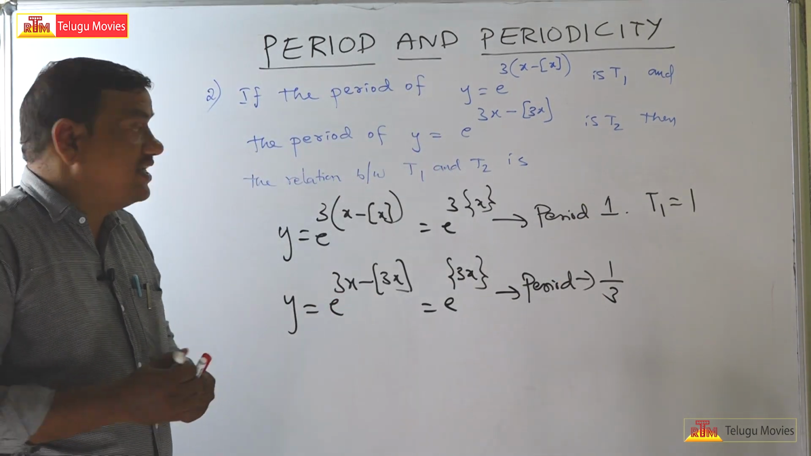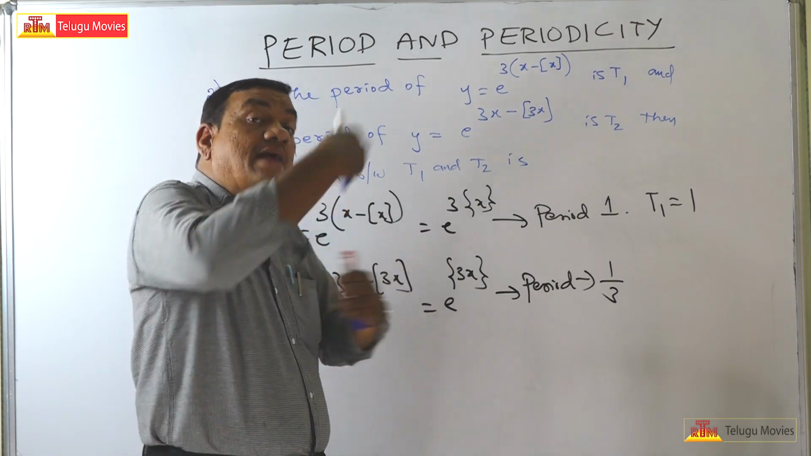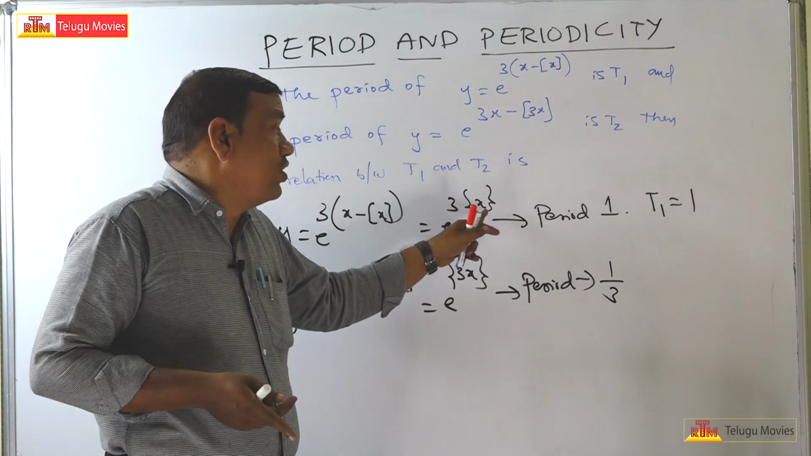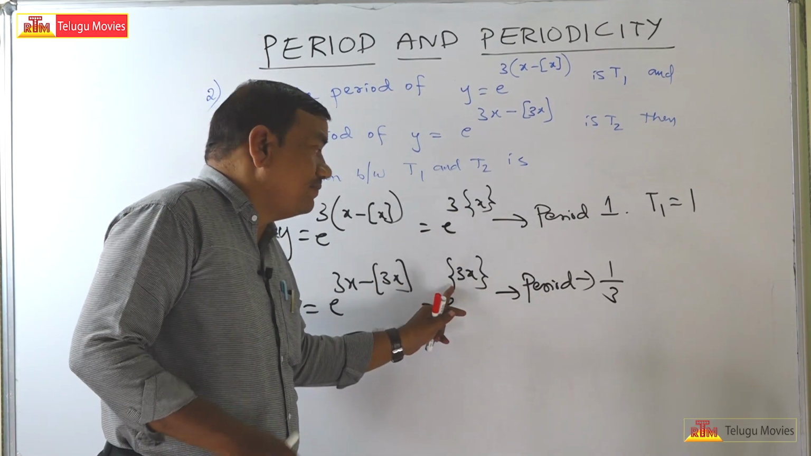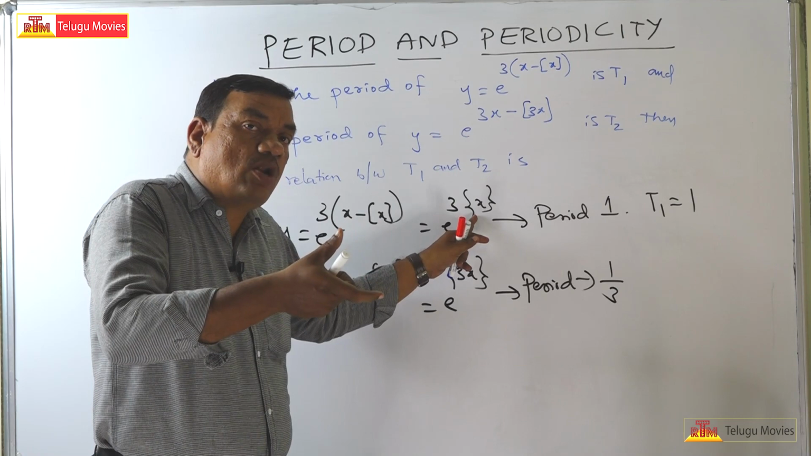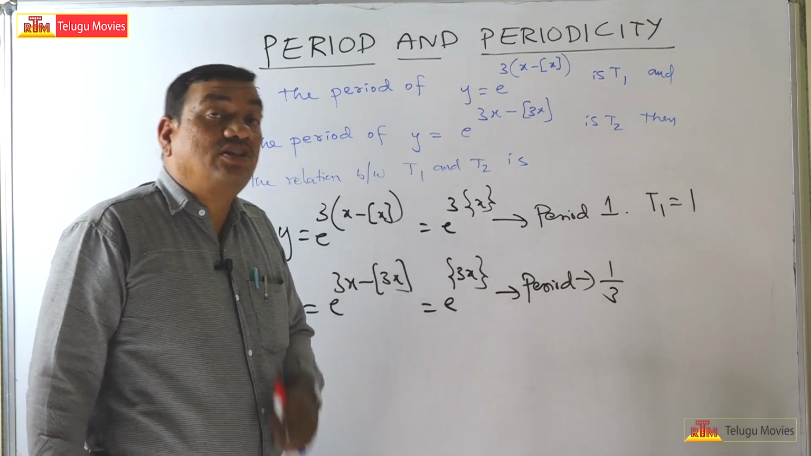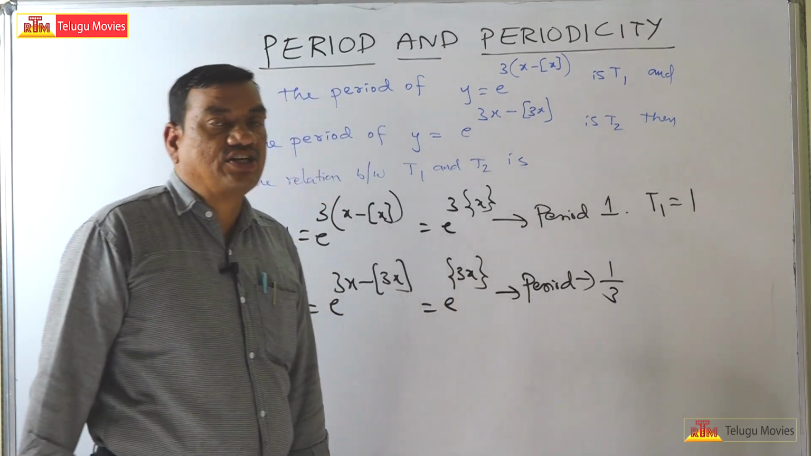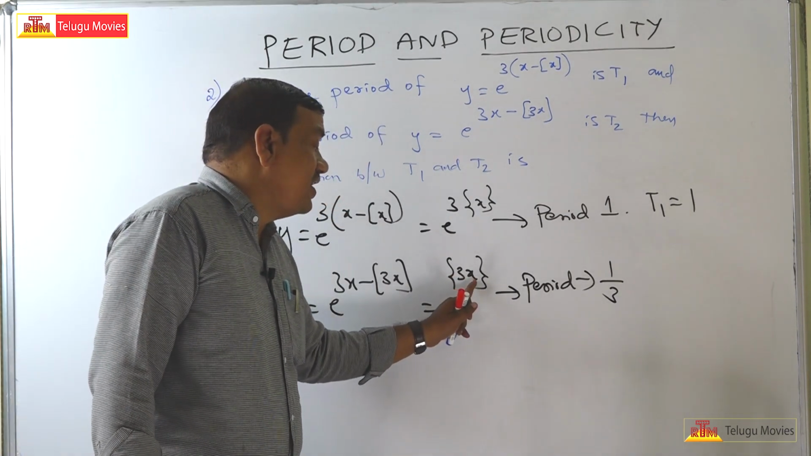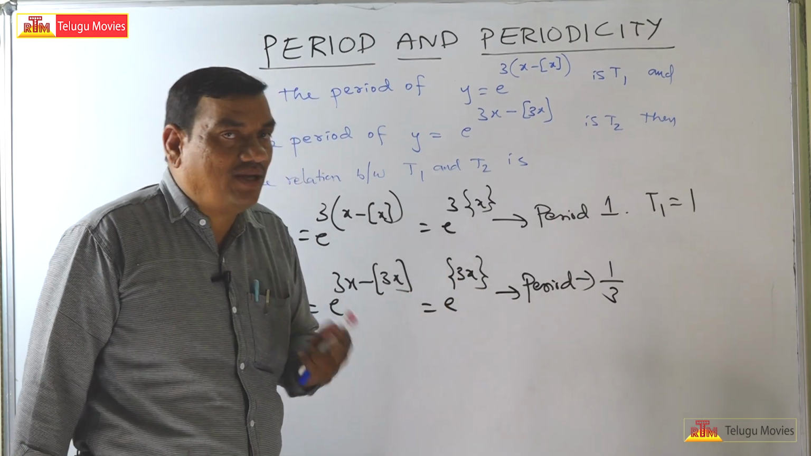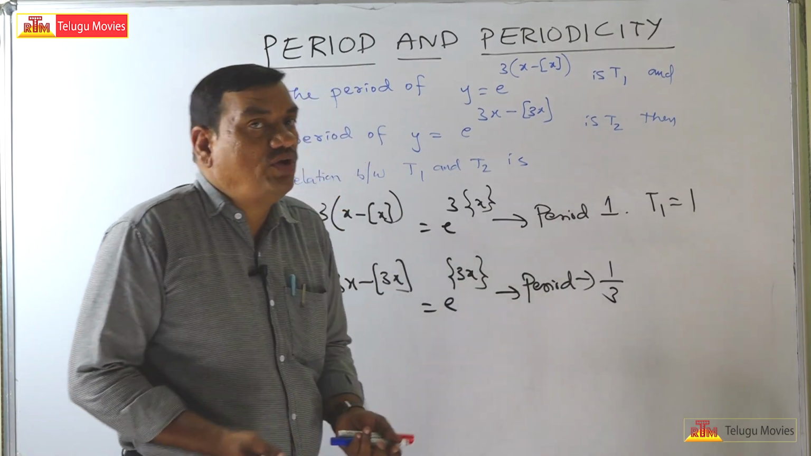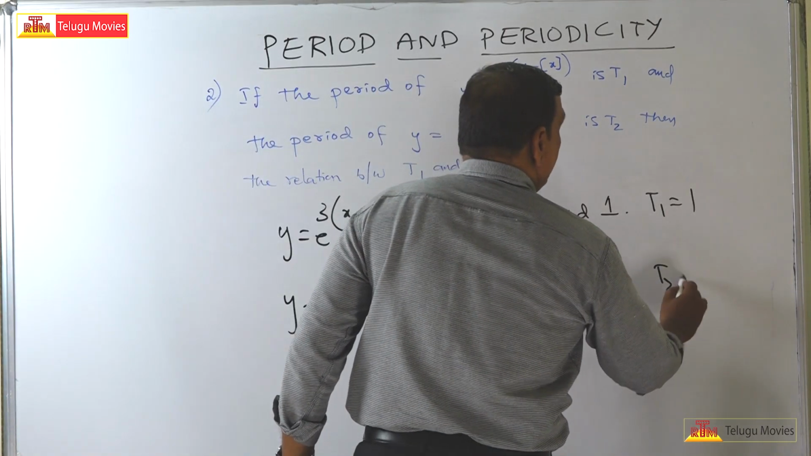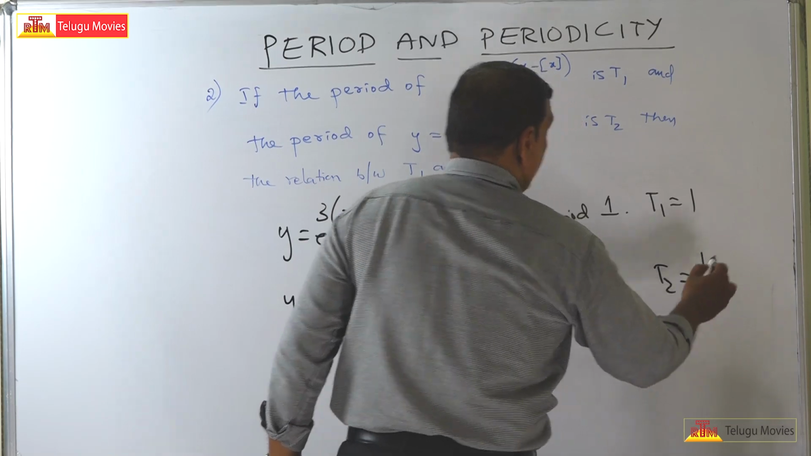So you may get doubts. Sir, here we are getting 3, but it is 3 times the fractional part of x. This 3 cannot be the coefficient of x. Here it is the fractional part of 3x, so the coefficient of x is 3. That's why we have to write 1 by 3. Already we have explained this concept. So T2 is equal to 1 by 3.